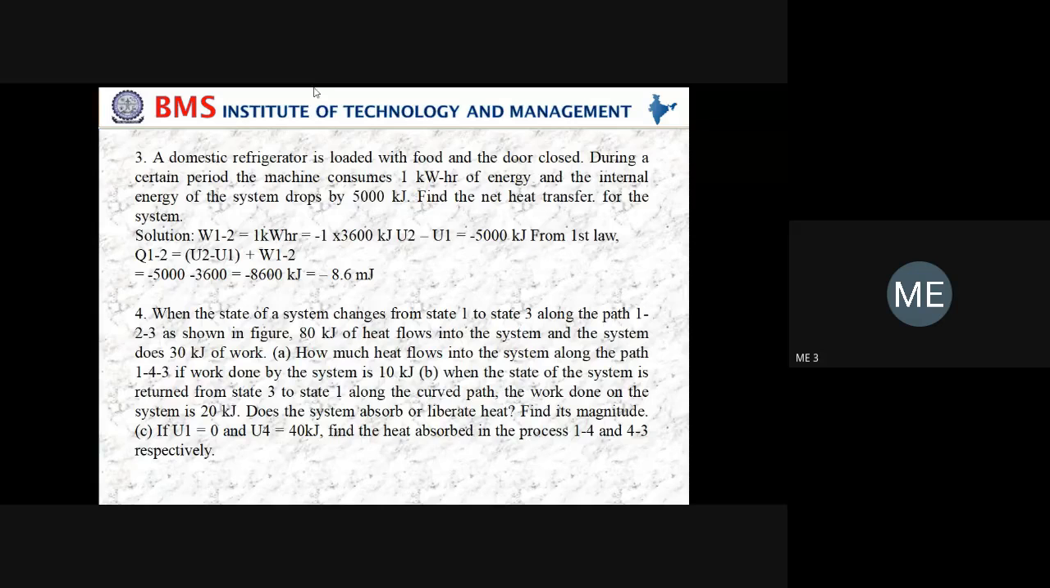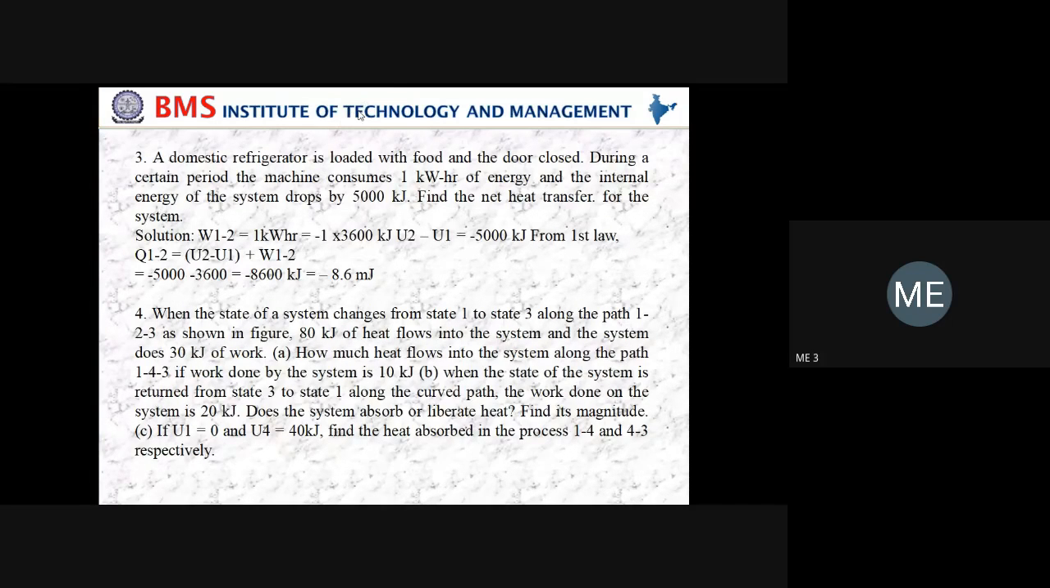Third problem: a domestic refrigerator is loaded with food and the door closed. During a certain period, the machine consumes 1 kilowatt hour of energy and the internal energy of the system drops by 5000 kilojoules. Find the net heat transfer for the system. Here work done is given, that is 1 kilowatt hour.